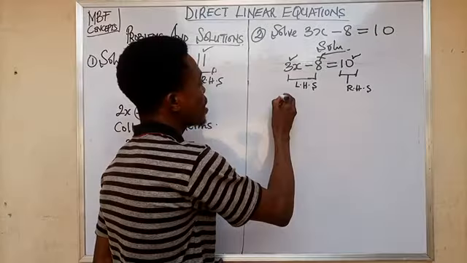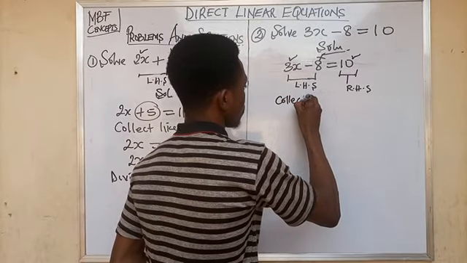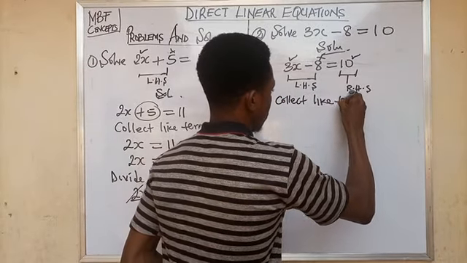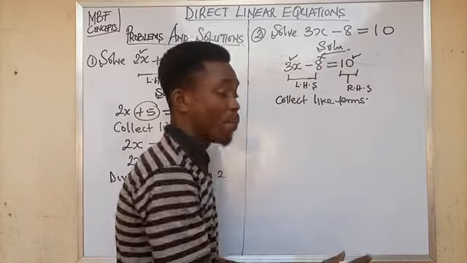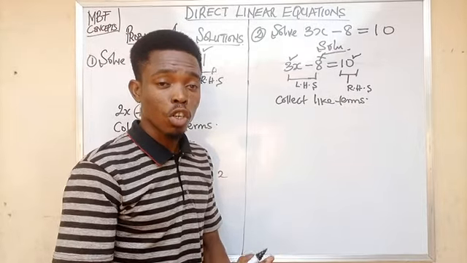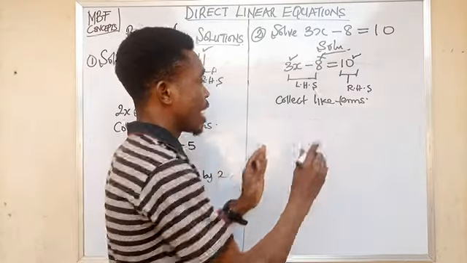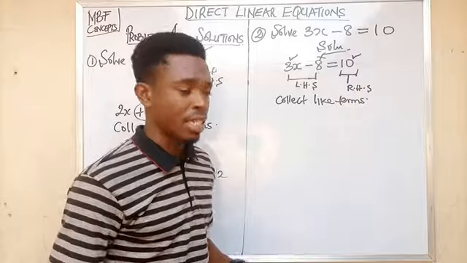Now, what do we do? We simply say collect like terms. Now, what are the terms that are like here? Minus 8 and 10 belong to the same family of what? Constants or integers, while 3x belongs to the family of variables. Is that correct? Yes.